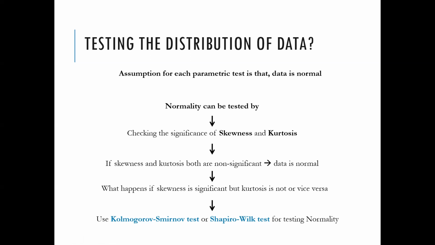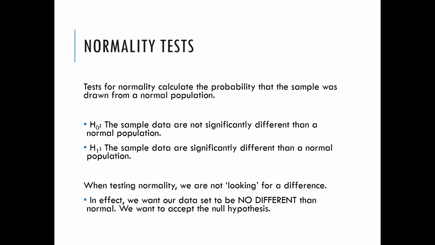So we can introduce some tests that we can use to test normality. We can use the Kolmogorov-Smirnov test or the Shapiro-Wilk test. Let's go through those. Tests for normality calculate the probability that the sample was drawn from a normally distributed population. The null hypothesis in this case is that the sample data are not significantly different than a normal population. The alternative hypothesis is that the sample data are significantly different than a normal population.